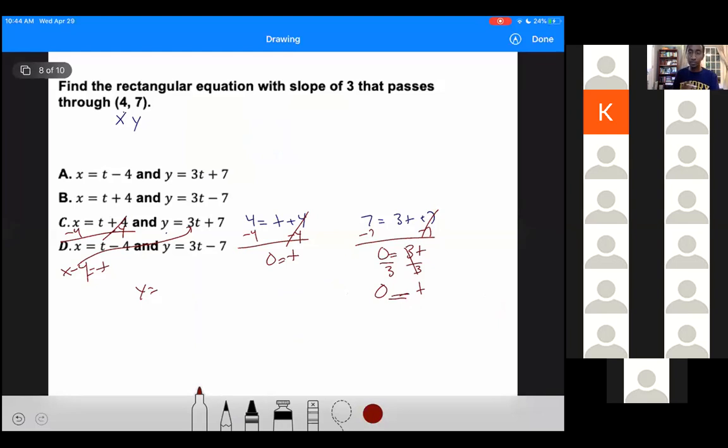So after you solve for t, you got x minus 4. And you plug that in for this one right here, right? Yeah. Okay.